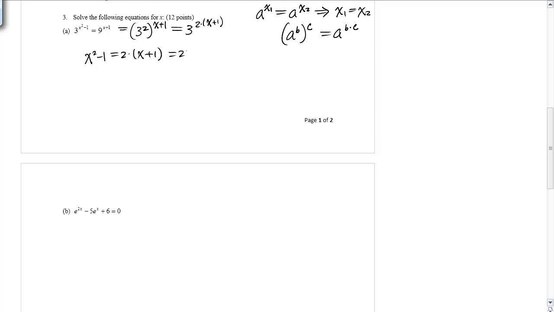Therefore, this equals 2x plus 2. Rearrange it, x squared minus 2x minus 3 equals 0. Factor it, x minus 3, x plus 1 equals 0. Therefore, x equals 3, or x equals negative 1. And you can double check to see if both of these two answers satisfy your original equation, and they should be. Okay, so that's this problem.